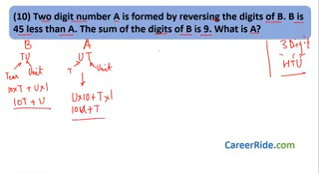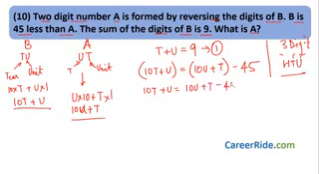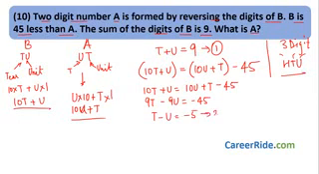Now they have given that the sum of digits of B is 9. So T plus U equals 9. This is our first equation. They have also given that B is 45 less than A. What is B? B is 10T plus U. It is 45 less than A. What is A? 10U plus T. When we subtract 45 from A, we get B. So 10T plus U equals 10U plus T minus 45. That would be 9T minus 9U equals minus 45, so T minus U equals minus 5. This is our second equation.